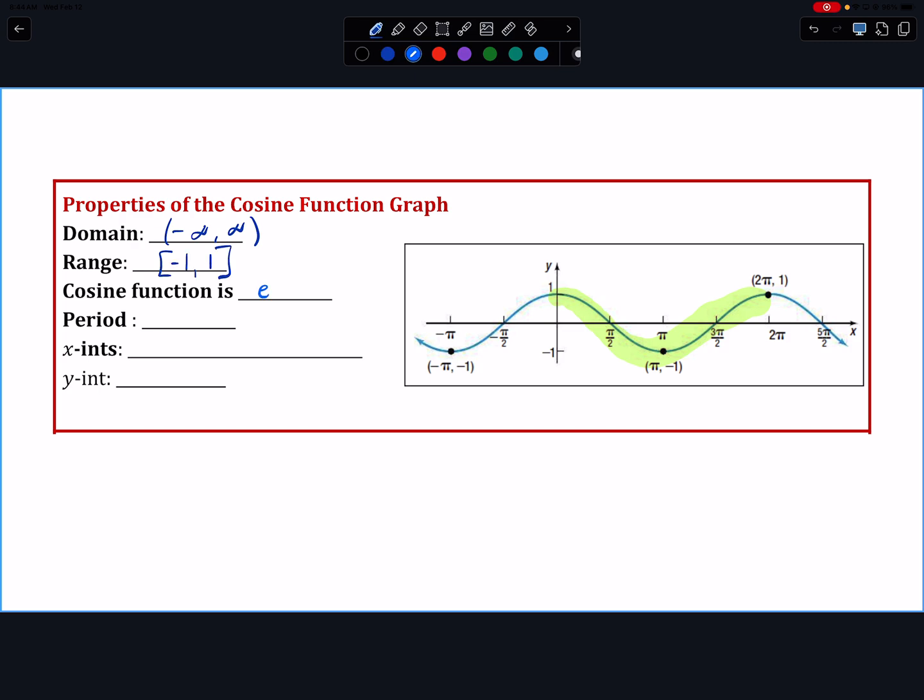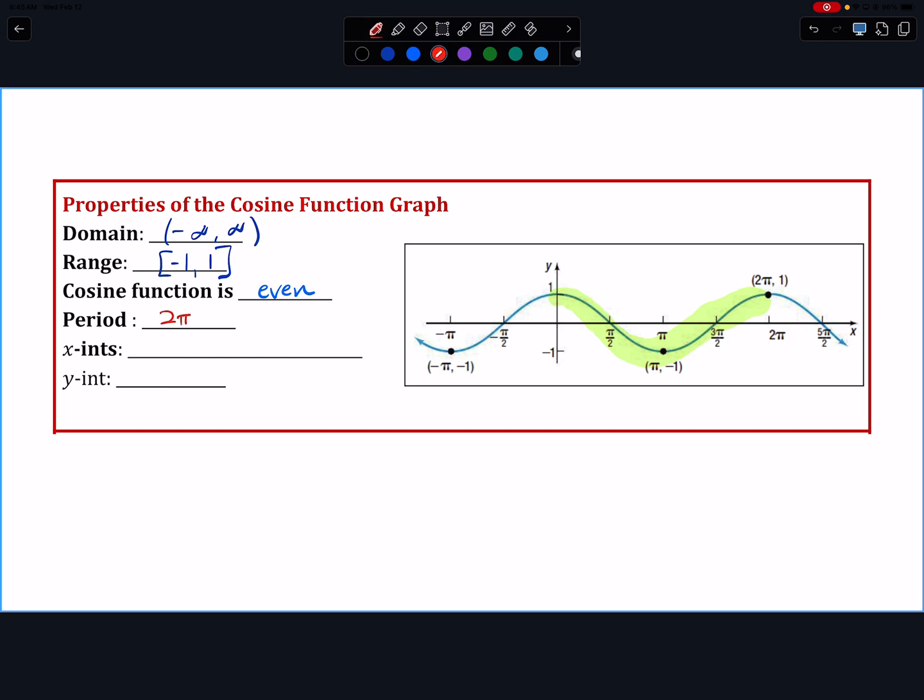The cosine wave, this was in our 2.3 notes. The cosine graph is even. Cosine function is even. How long is one period? 2 pi. Good.